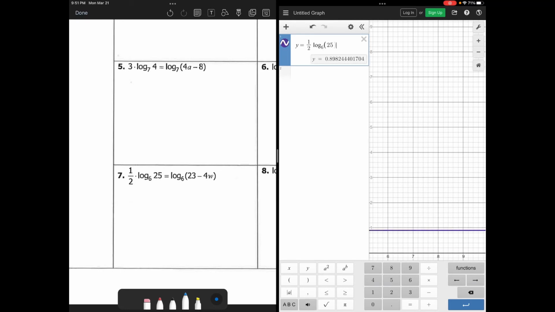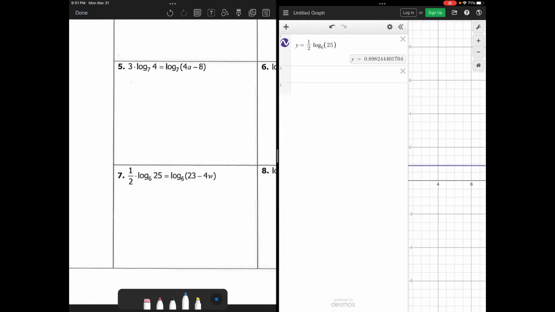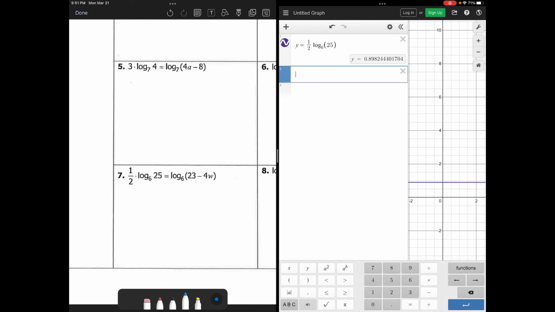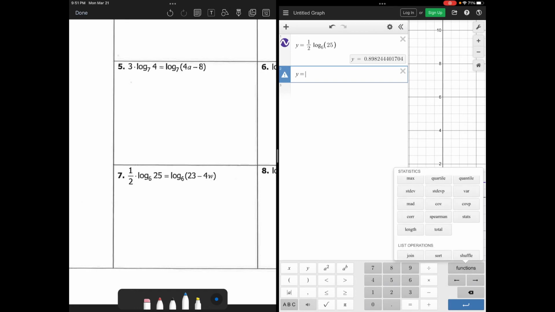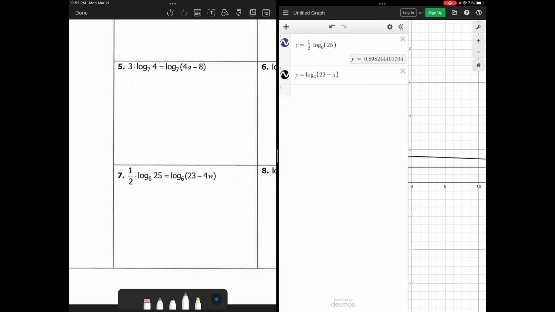And then we hit enter. We can already see we have a little purple line going on there. And then we want to hit y is equal to function, go down to calculus, hit log base, and this time it's base 6, and we're going to put in 23 minus 4x, sorry. And we're going to find out where they intersect.